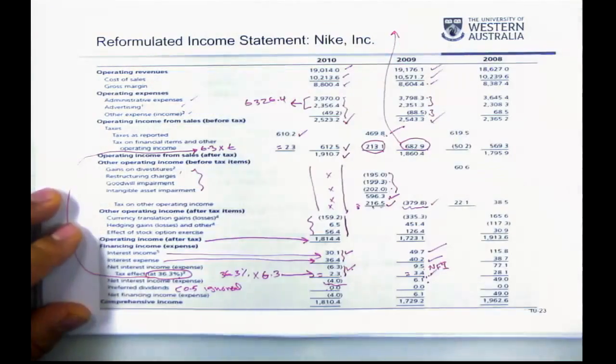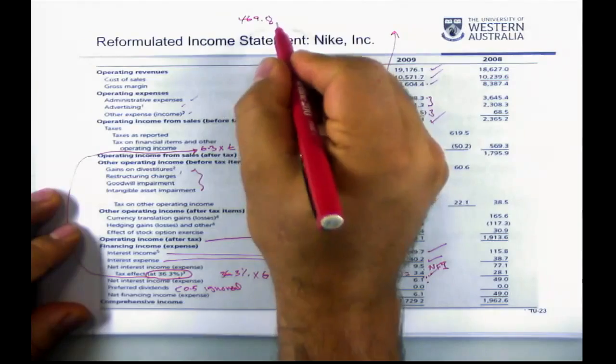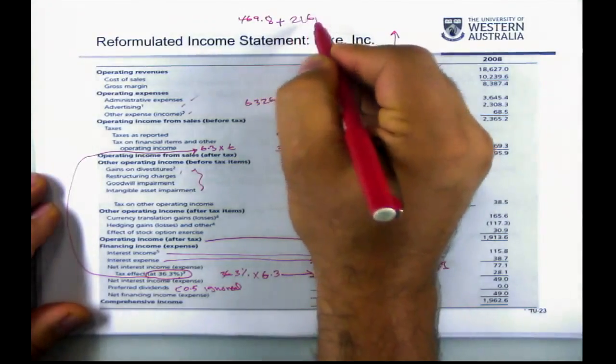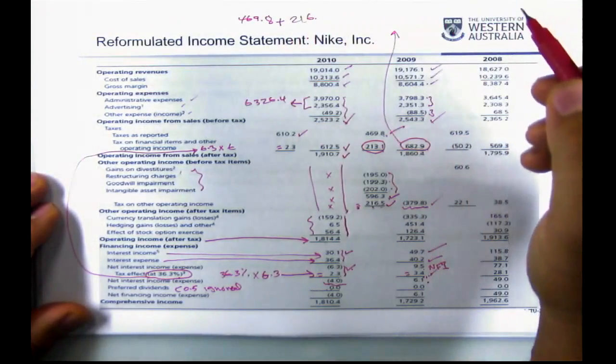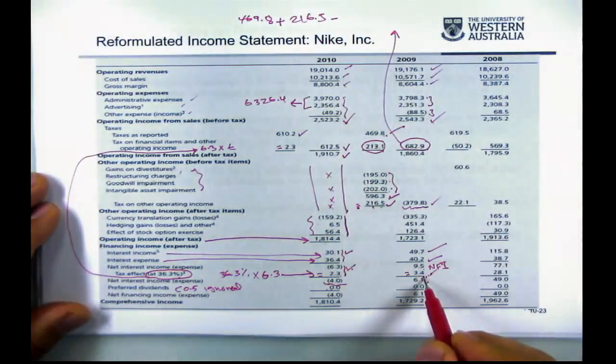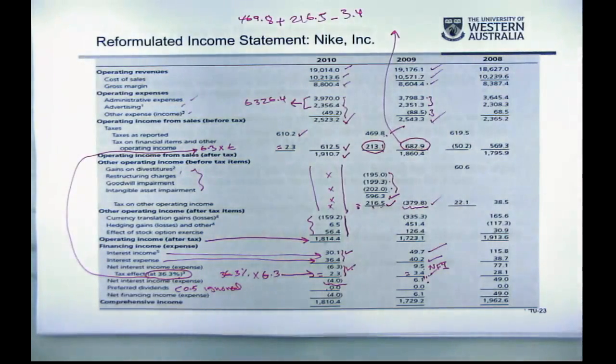469.8 plus, let me write it down for you. This figure is equal to the reported one, 469.8, plus the saving on other operating losses, 216.5, minus the tax on the net financial income, 3.4. Okay? Is it clear? So any tax saving on a loss or expense should be added, and any tax on an income, operating income or net financial income, should be subtracted. Make sense?